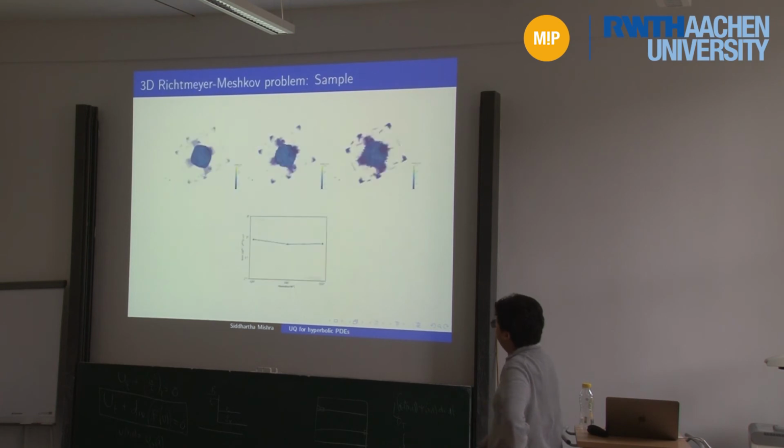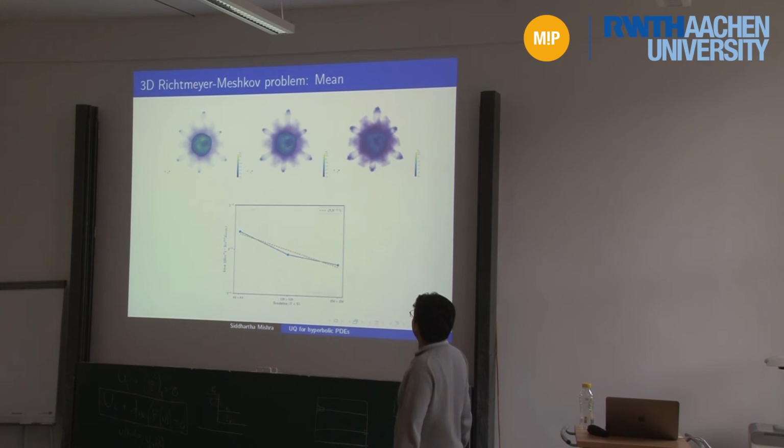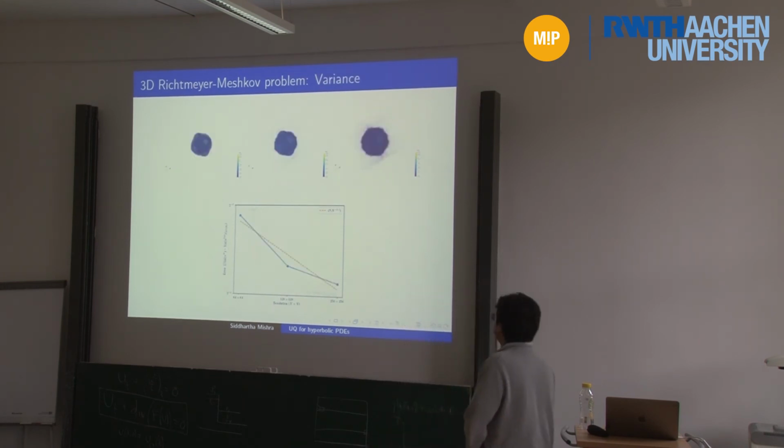Here is another problem, the Meshkov problem in 3D. The bubble explodes, and you can see that these are the shocks, and this is again isosurface visualization. Very complicated structure in this ball here. It's like a turbulent ball evolving. No convergence. The mean, on the other hand, converges very nicely, as does the variance.